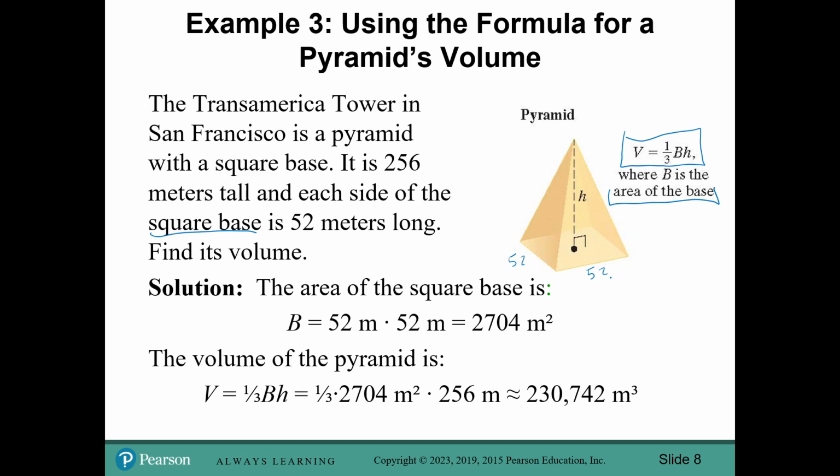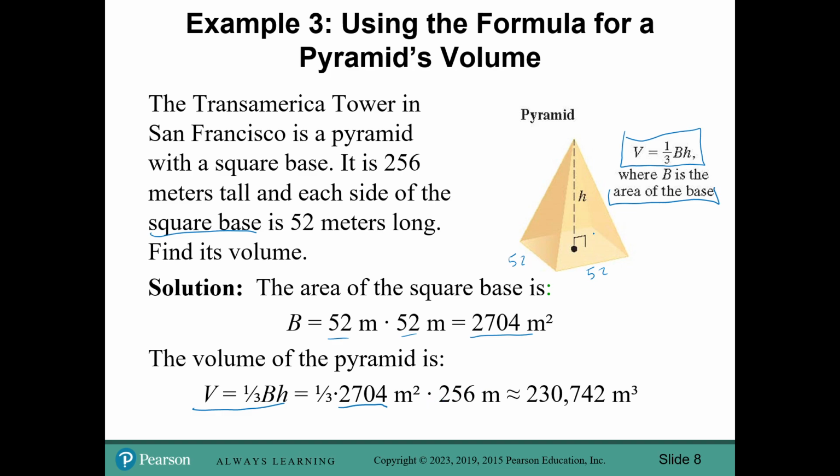So all we have to do to find the area of the square base is multiply 52 times 52 to give us 2,704 meters squared for the base of this pyramid. Now we're going to take that 2,704 meters squared, we're going to multiply it times 1/3 times the height. Okay, so basically just plugging it in that volume formula for the volume of the pyramid here. Going to plug it in just right there.